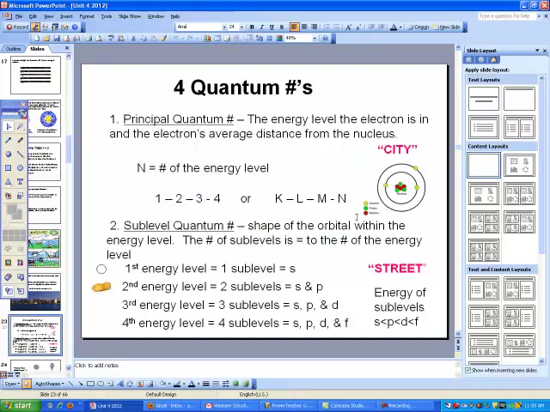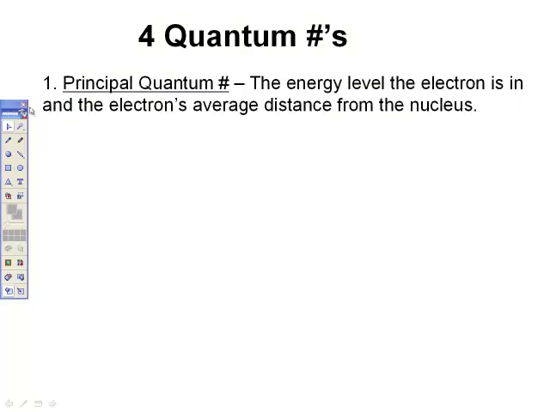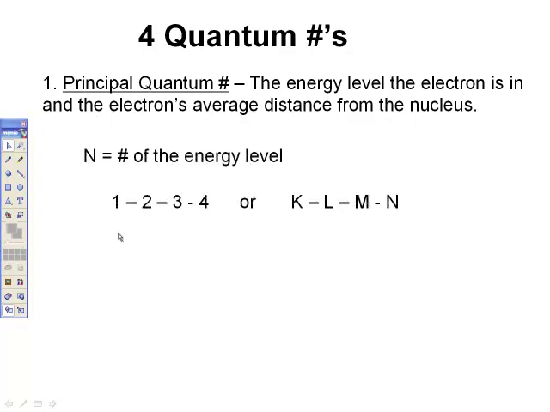Happy Friday, everyone. Today we're going to continue our discussion about quantum numbers. Yesterday we talked about the principal quantum number, which was basically your energy level, which was the average distance from the nucleus of that electron.